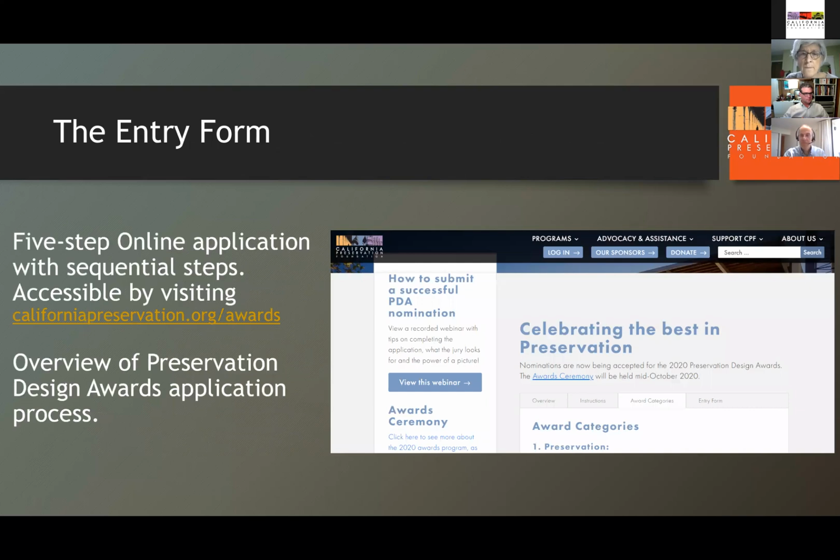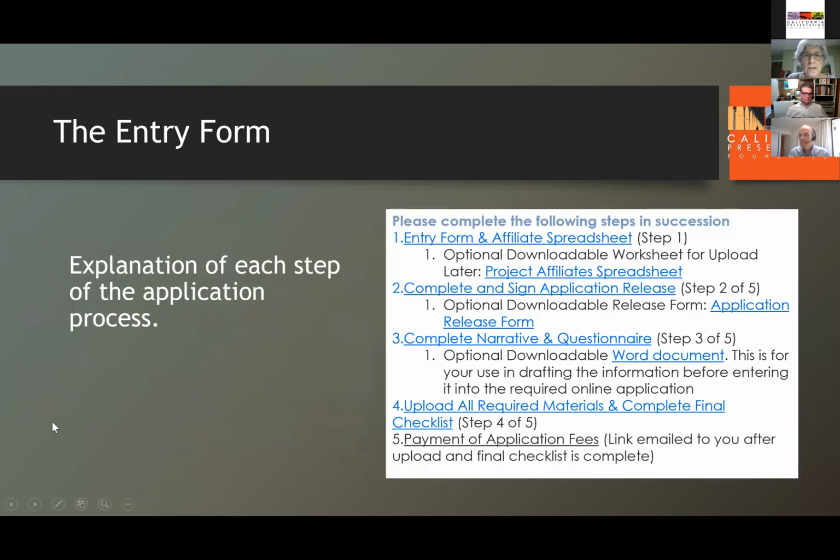So the entry form, the online application actually has 5 steps, and that's the screenshot that you have there of the online version. These 5 steps are described on our website at californiapreservation.org/awards. And we're going to just go through some of the high points here of the entry form. So this is a list of the 5 steps in the application process, which are described on the website. And we'll describe some of the important features of the application in the next series of slides here.